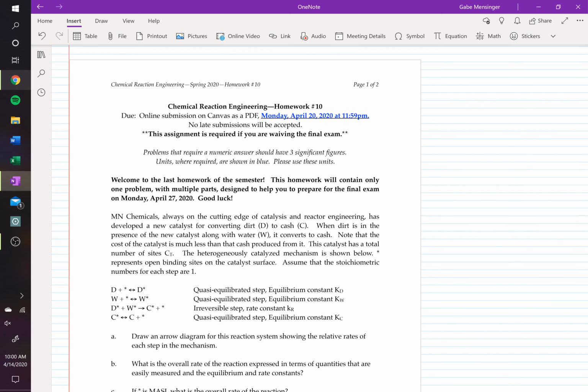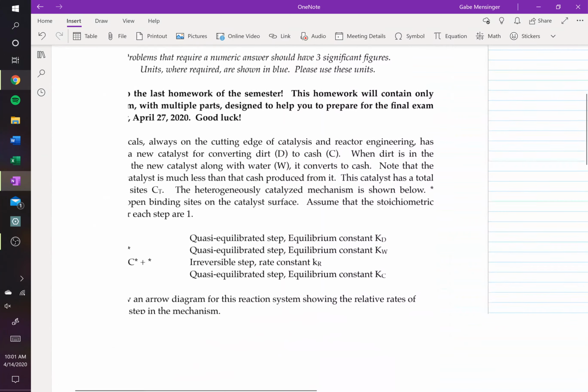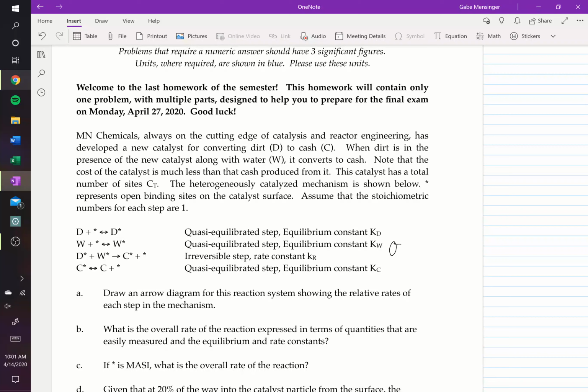Star represents open binding sites on the catalyst surface. Assume that the stoichiometric numbers for each step are 1. Okay, there's our mechanism. We have 3 QE steps and 1 irreversible step. And we said that sigma for all is equal to 1, so that'll make that easier for us.